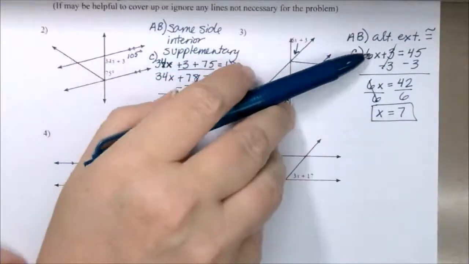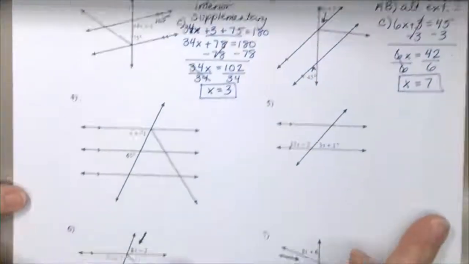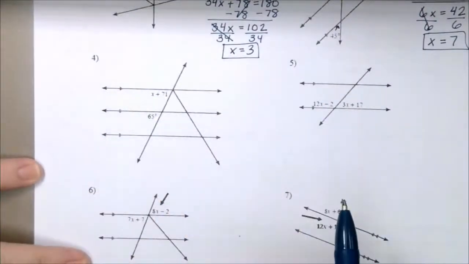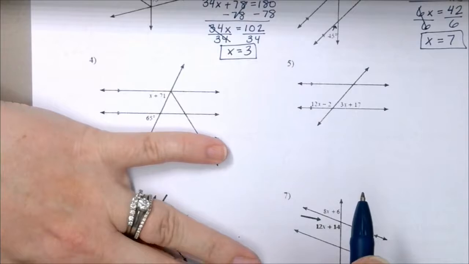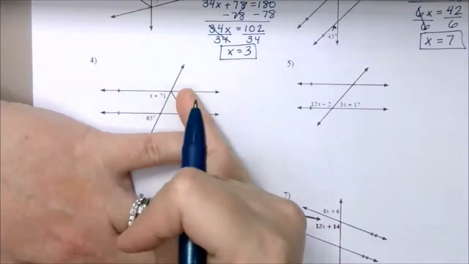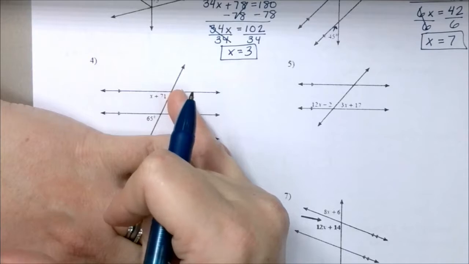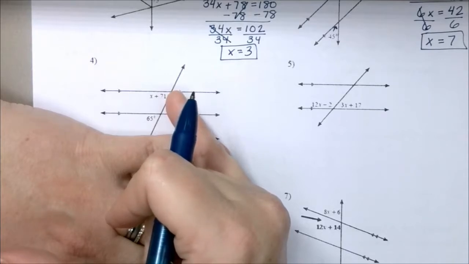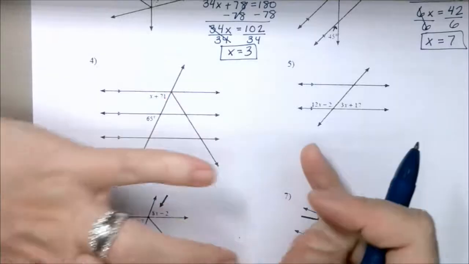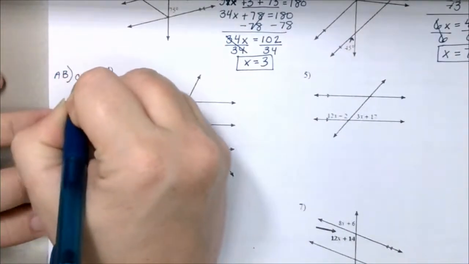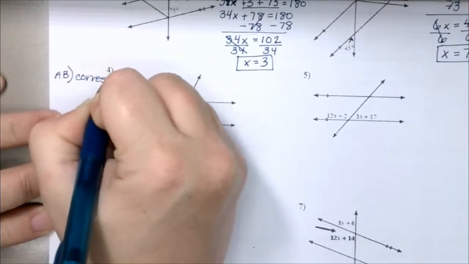What's my equation then? X plus 71 equals 65. Subtract 71, and x equals, what's 65 minus 71? Negative 6. Notice I haven't put degree measures on any of these, because they're x values, not angles. All right, what have I got going on in the next number? Nope, not vertical angles.